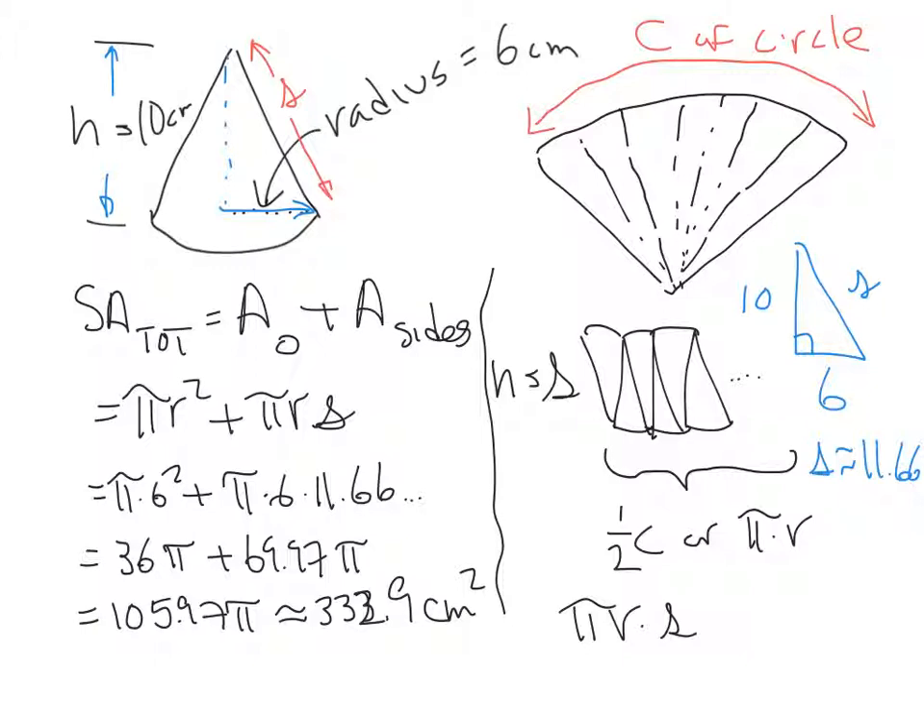I hope this has clarified what's going on. Once again, identify the faces that you're finding the areas of. Try to use the appropriate formulas for finding those areas. Find those areas, add them together. Keep that plan in mind, and then identify the dimensions as you go along, meaning finding the slant height or the radius of the cone, etc.